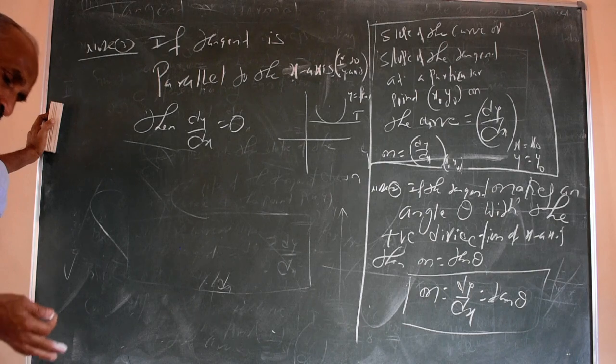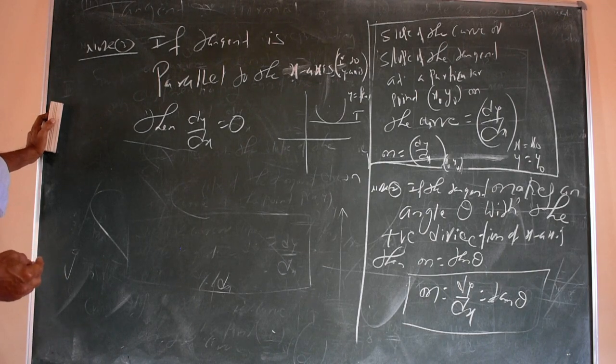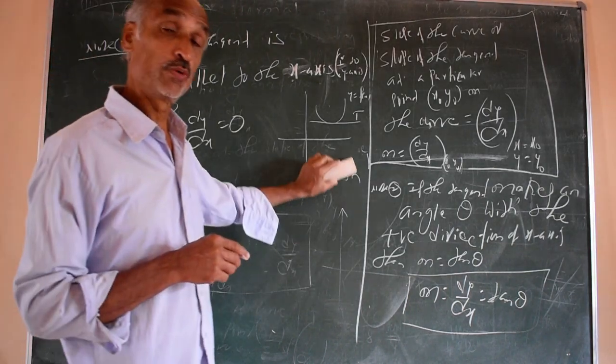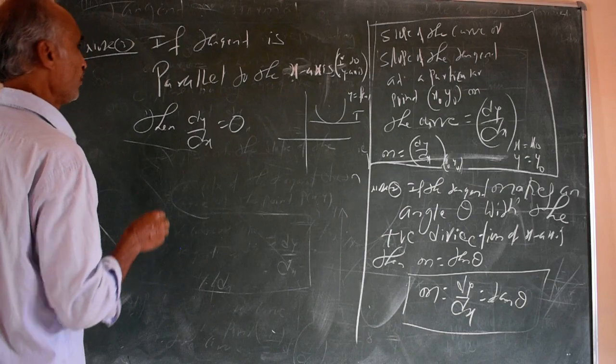By differentiating the equation of the curve, we will get dy by dx. That dy by dx represents the slope. Mind that one. Which equation is to be differentiated? Equation of the curve. So dy by dx is 0.